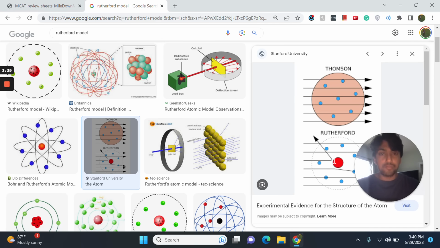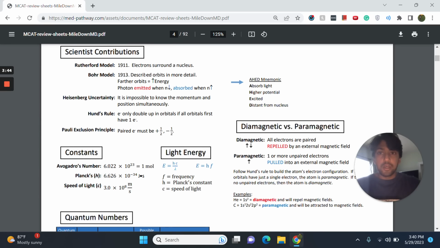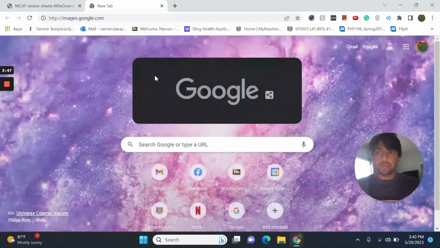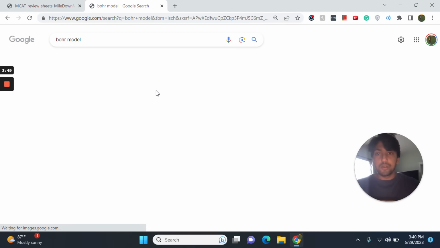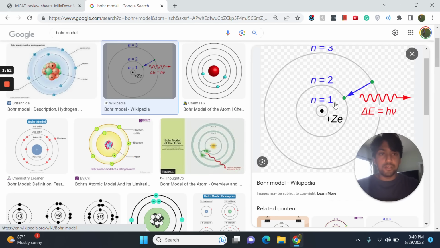Okay. The next thing is the Bohr model, which was just 2 years later. He found that electrons exist in energy levels, like n equals 1, n equals 2, n equals 3, and he tested this with hydrogen. He found that when an electron goes from a higher energy state, like n equals 3 or n equals 4, to a lower energy state, it releases light. So he said the Rutherford model is correct, that there's a nucleus in the center and electrons that exist at energy states and travel around the nucleus.